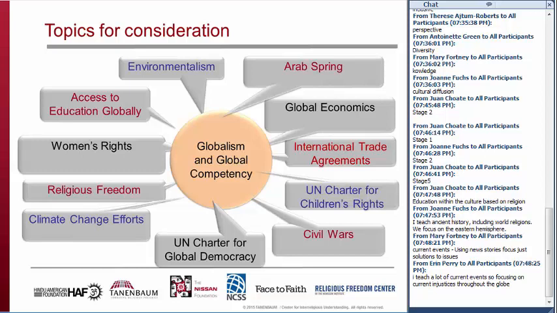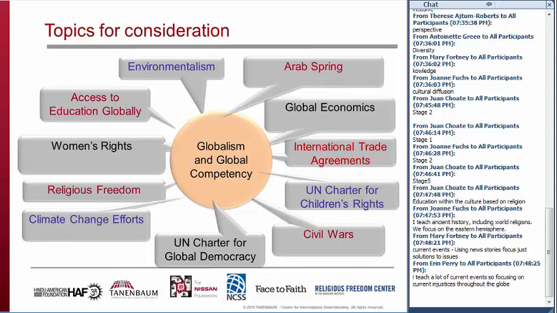Global economics. One of the biggest things that the financial crisis showed us was the interrelatedness of all economies around the world. International trade agreements. Who's doing business and who's actually benefiting from the business that's being done. The UN Charter for Children's Rights. Any civil war that is going on can be related to a civil war that has taken place already. The UN Charter for Global Democracy. Climate change efforts, a great deal of work and a lot of information and current events around climate change efforts, but this is not the first time that the climate has changed. So, what is the history of that?